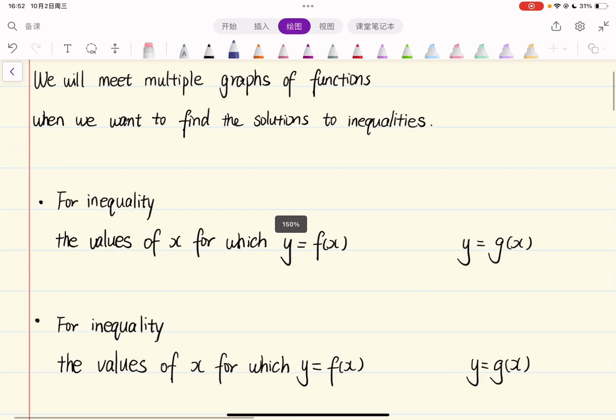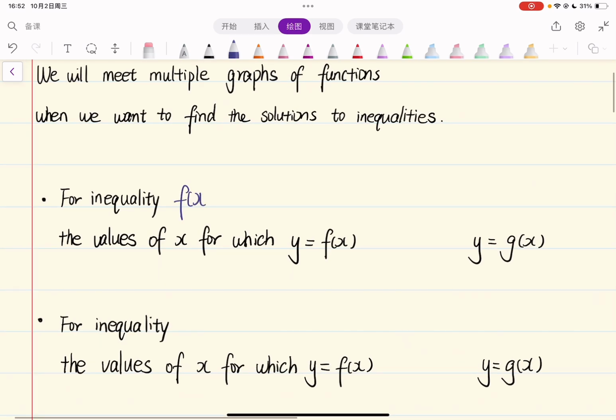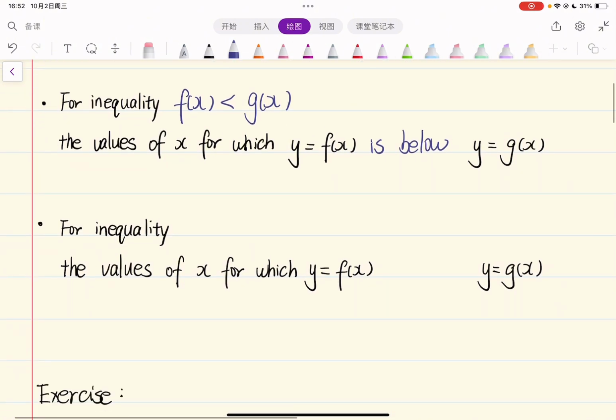For inequality f(x) less than g(x), we need to find the values of x for which y equals f(x) is below y equals g(x). And for inequality f(x) greater than g(x), we need to find the values of x for which y equals f(x) is above y equals g(x).